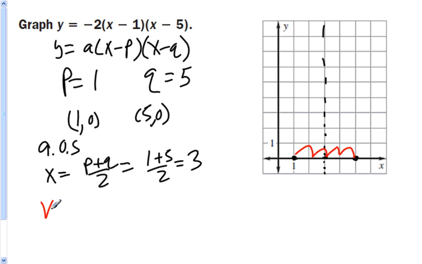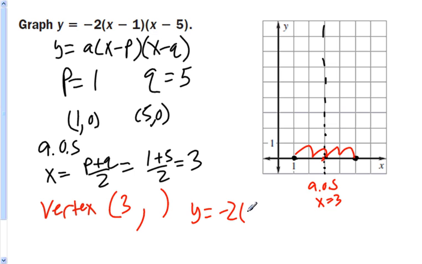We need to find the vertex. Remember that the vertex is a point. It is always on the axis of symmetry, and our axis of symmetry is at x equals 3. So our x-coordinate of the vertex will be 3. So we just need to plug in 3 into our original equation for x, and we'll calculate its y value.